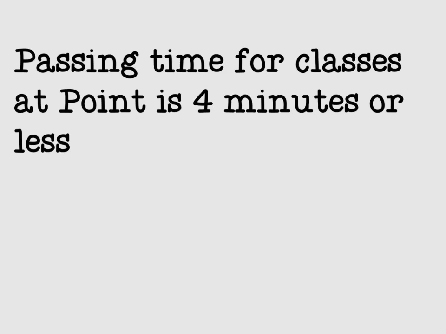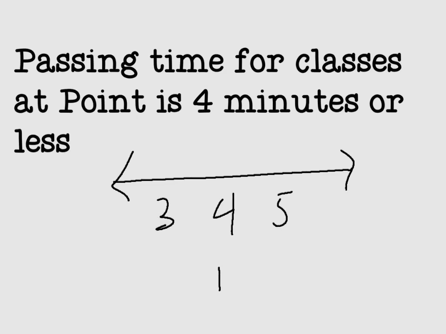So passing time for classes is 4 minutes or less. I don't really know what passing time is. I'm just making this up as an example. It might be 4 minutes, it might be 5 minutes. But the idea here is that I have 3 minutes, 4 minutes, 5 minutes. I'm going to put it on my number line. I'm going to put P for passing time.